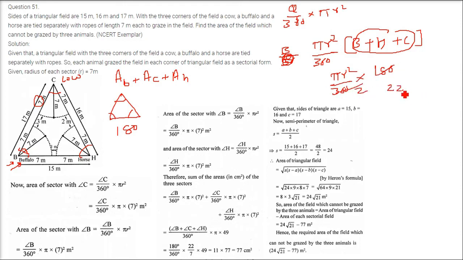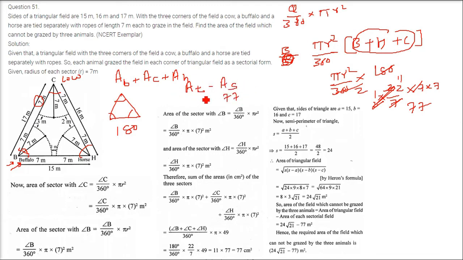Pi is 22 by 7. Radius here is 7. So 7 into 7. And then we have pi r square. We have half. So this comes to 7, 7 cut, 2, 11 cut, and 11 into 7 is 77. So area of the three sectors is 77. So what we have to do, the area of the triangle minus area of the sector. So area of the sector is 77.